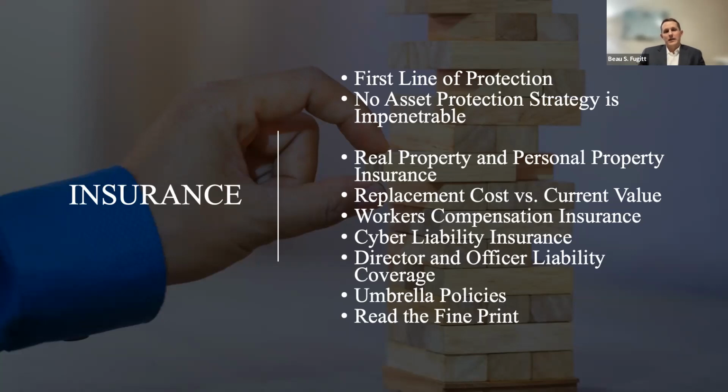So that's replacement cost. The current value, on the other hand, is where the insurance company can actually reduce the payout, because they could say, based on the property's age or perceived value or depreciation, that the property is actually worth less than it would cost you to replace it. So for most real estate deals, I would say the replacement cost is the way to go.